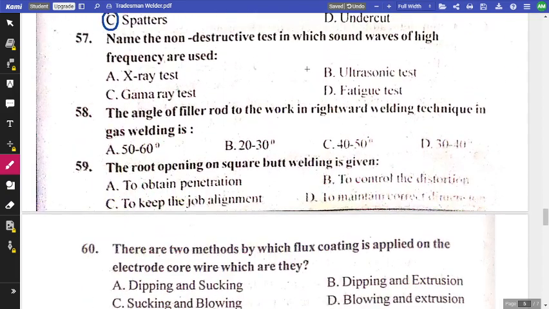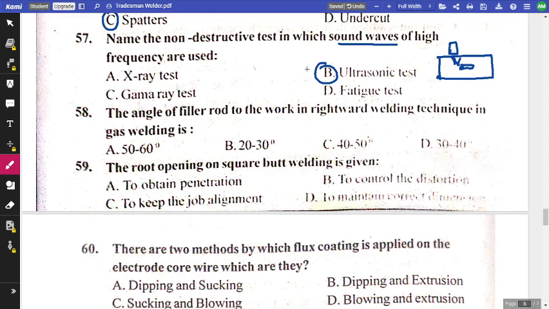Name the non-destructive test in which sound waves of high frequency are used. Sound waves are used in the ultrasonic test. We use a probe to detect the defect in the specimen or the weld. If a defect is there, it will give a different type of signal.